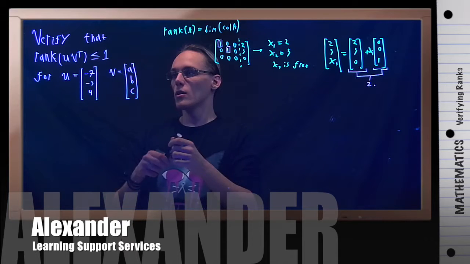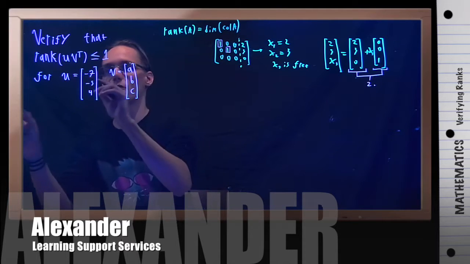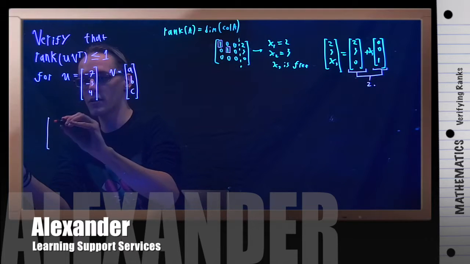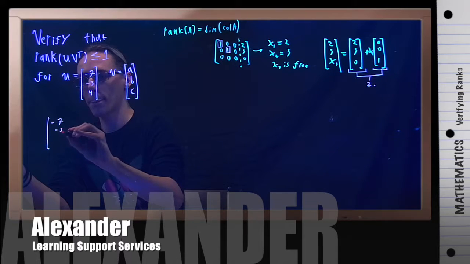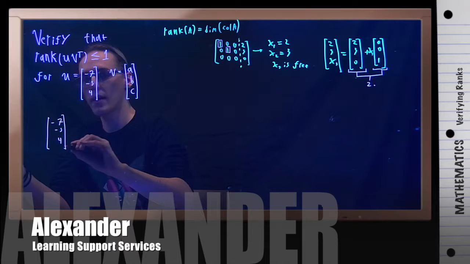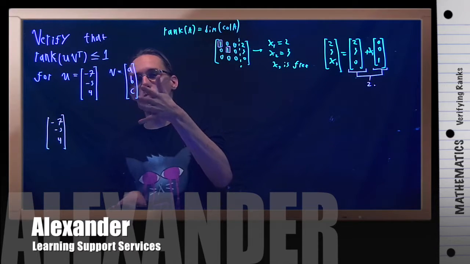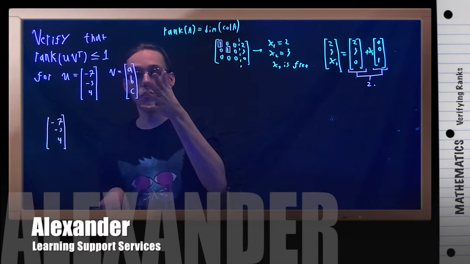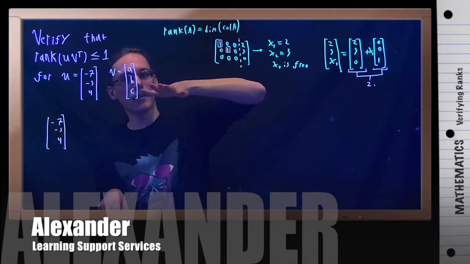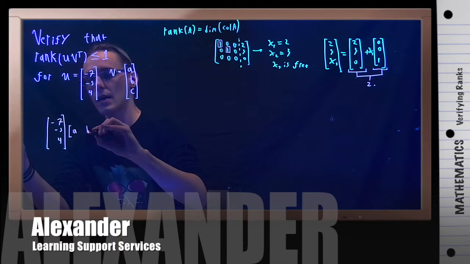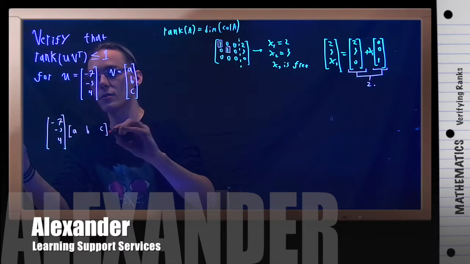So first of all, we need to do the multiplication of U times V transpose. Well, U is -7, -5, 4. And we're going to multiply that by V transpose. Remember, V transpose means that all the rows become the columns and all the columns become the rows. So this goes like this. And this becomes A, B, C, written like this.